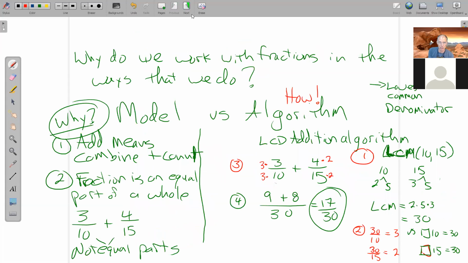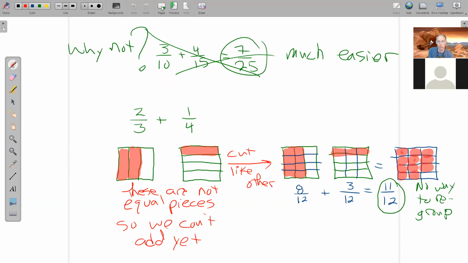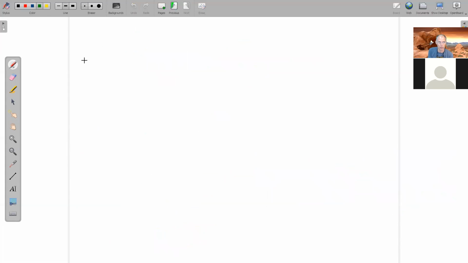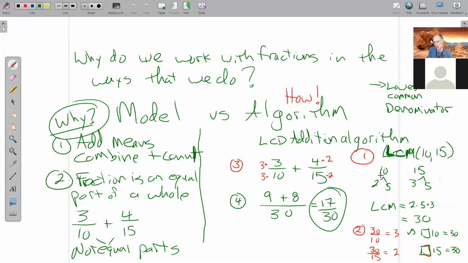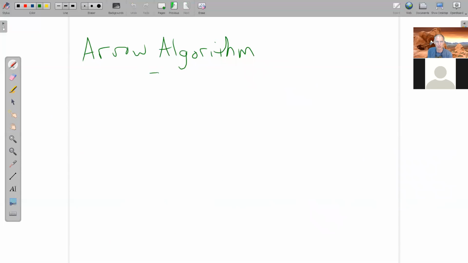And Mansi had mentioned another great algorithm, which is just multiply the denominators, and that's the arrow algorithm for addition. And the arrow algorithm for addition is nice because it just basically skips the LCM stages 1 and 2 of this algorithm. It says, that's a lot of work. It's just easier here with the 3/10 and the 4/15. We're just going to get a quick denominator by saying, hey, 10 times 15, that's not bad.